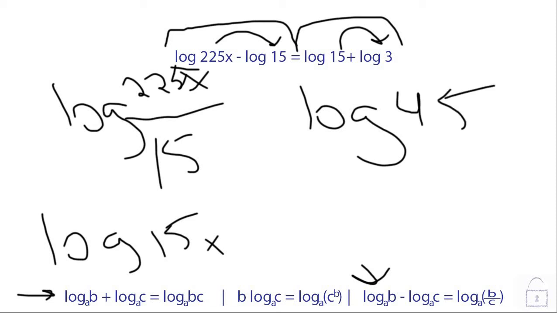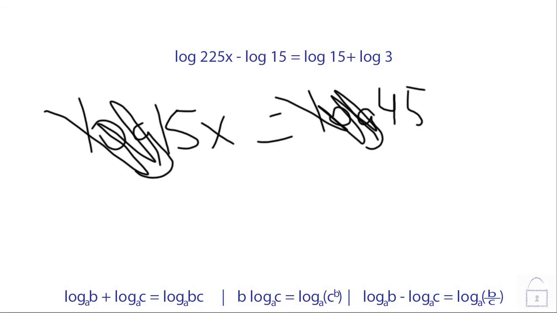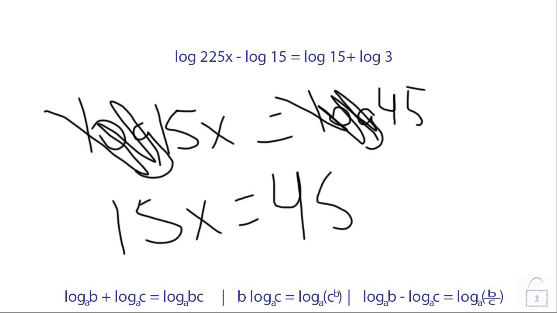All right, so now we just set these two equal to each other. Setting them equal to each other, we can drop our logs because they're on both sides of the equation, and we get 15x is equal to 45. Now to solve for x, we take 45 divided by 15, and we get x is equal to 3.